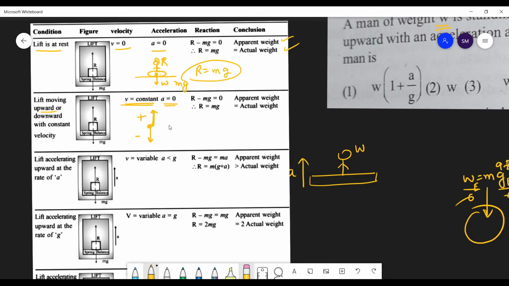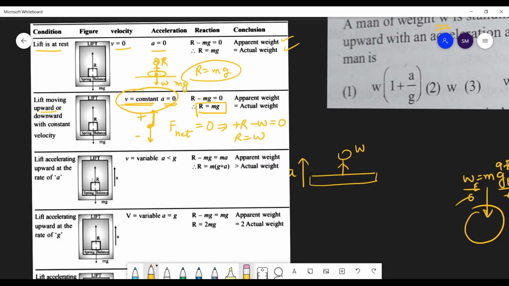So the net force acting is zero, because you are moving upward along with the lift with constant velocity. If we are discussing the case of constant velocity, acceleration is zero, so F net is zero. So what is the F net? Upward R, downward your weight, and net is zero. So it means R is equal to W. It means R is equal to mg.